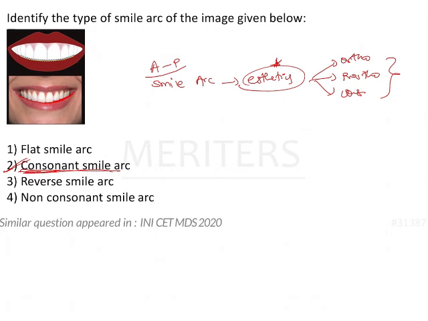Any smile arc which is not coinciding with the curvature of the lower lip is known as a non-consonant smile arc, which can be of two types, flat and reverse. So let us just have a look at these two types. Now this is the flat smile arc where the incisal edges of all the upper teeth are appearing as if they are on the same level.